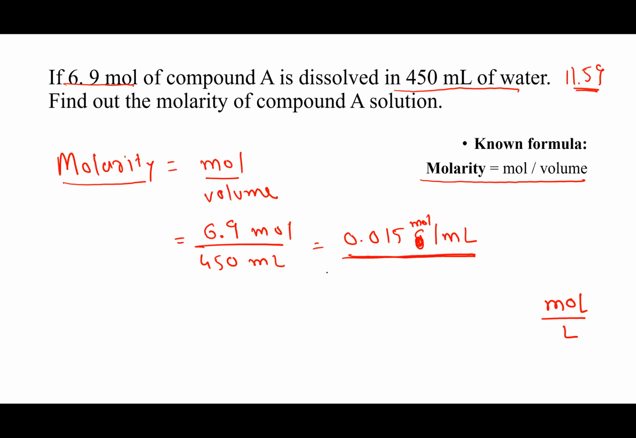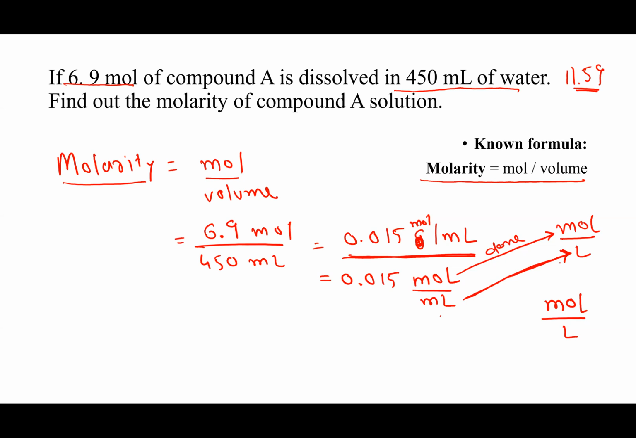Okay, so now what we have is 0.015 mole over ml, right? What do we have to do? We have to convert into mole over liter. What it simply means is we need to convert ml into liter. Do you guys agree? The mole is still there. However, it is done. We already have this. What we need to do is convert ml into liter.